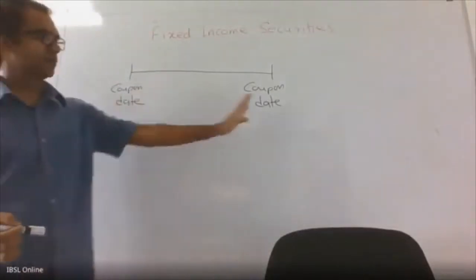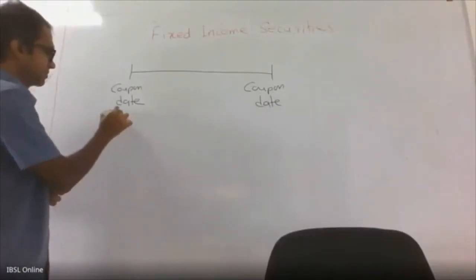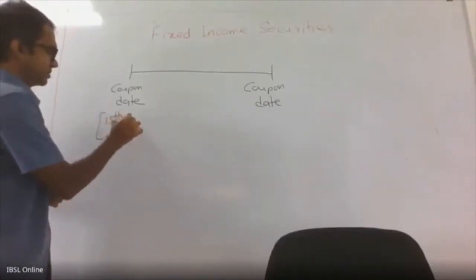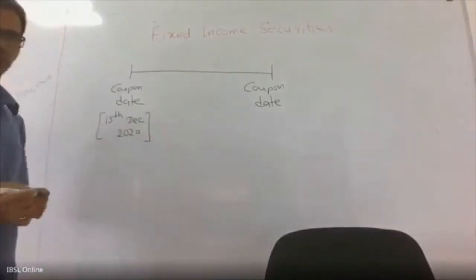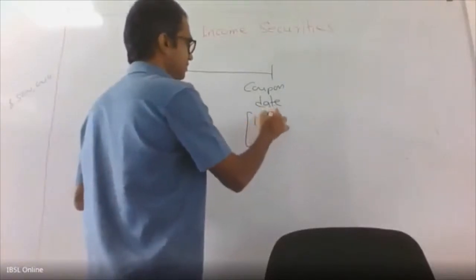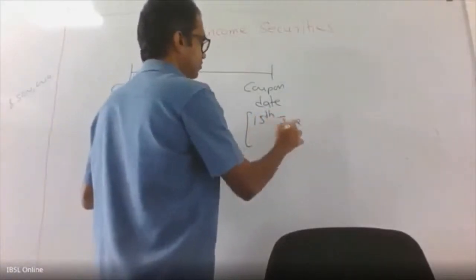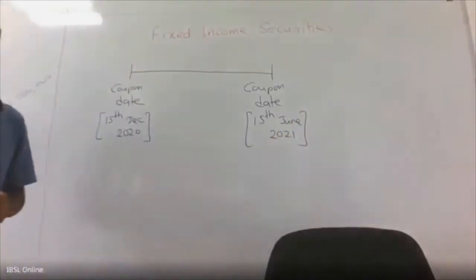Coupon date and a coupon date. That means, say, this is 15th December 2020, and this may be 15th June 2021, assuming a semi-annual coupon.